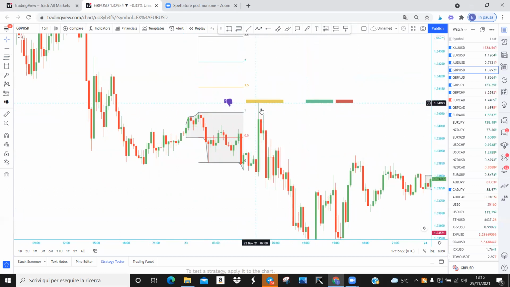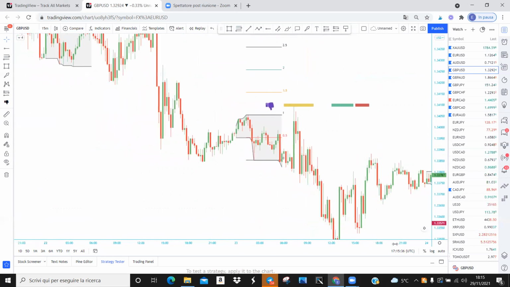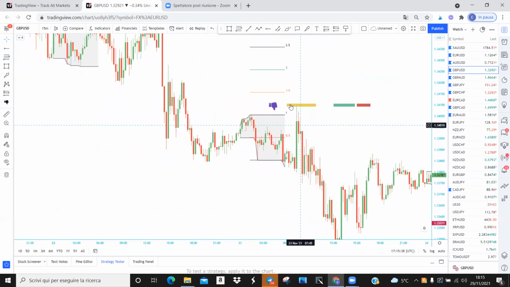But as you can see, this manipulation to the upside doesn't reach the 1.5 level. And this is just to say that, as I say in every single video, trading is not 100%, it's not a science, and you will not see the same thing every single time. So maybe in this case, you will feel like you missed a trade. But why did you miss a trade?